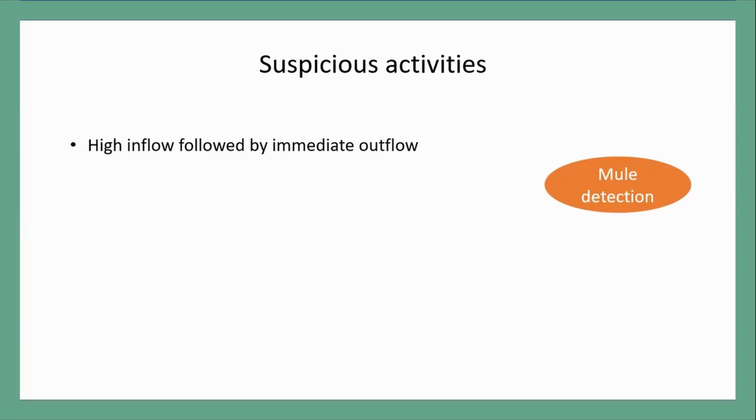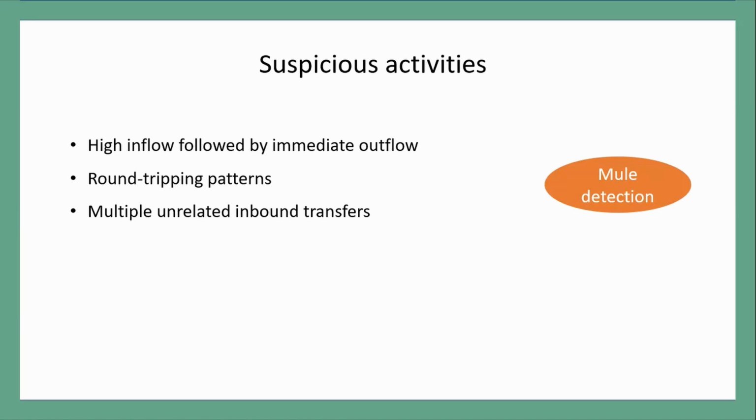So if there is an account where there is a high inflow followed by immediate outflow, the money is coming and going, which is unusual for a normal customer. If there is a round tripping pattern, the money moves from account A to B to C, then D, and then again comes back to A. So that becomes suspicious because money is just rotating. It is not being spent in a useful economic activity.